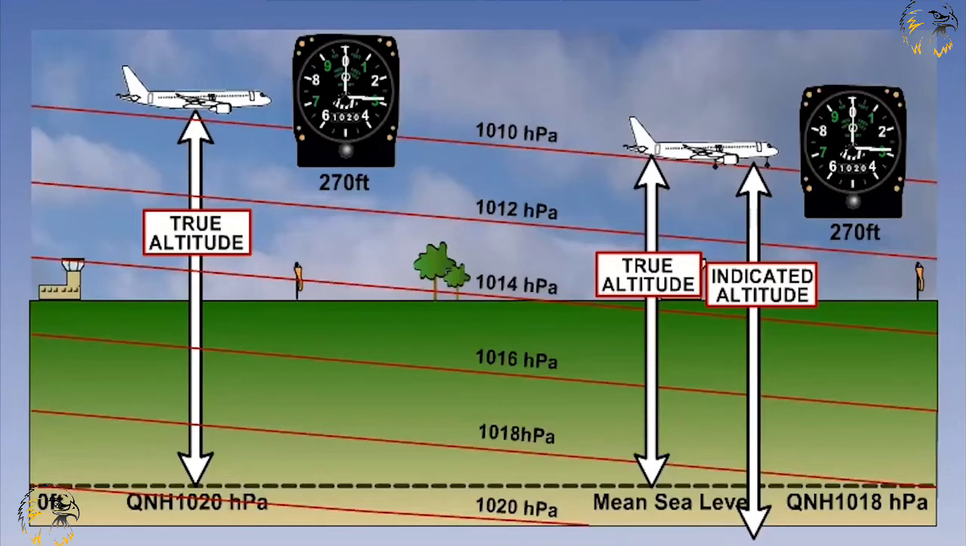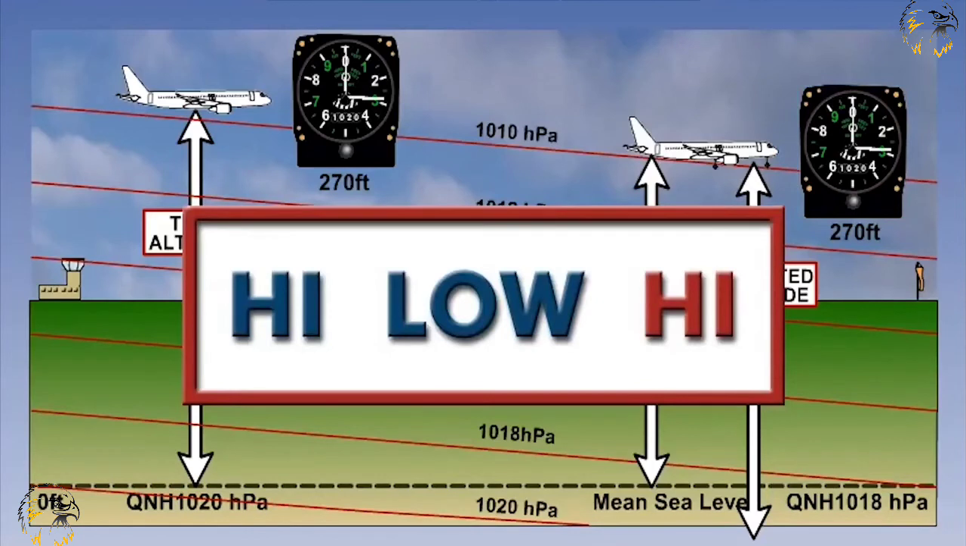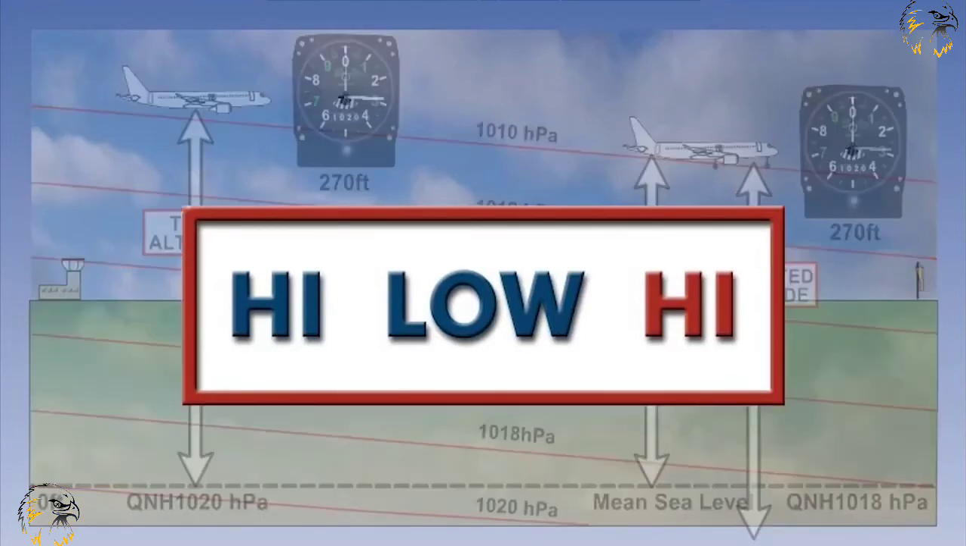We have a saying to alert us to this problem. When flying from high to low, look out below. Our altimeter eventually overreads our true altitude. We can shorten the statement to be high, low, high. High to low, altimeter reads high. This is not a good situation if we can't see the ground. Unbeknown to us, we are actually descending in relation to our true altitude.